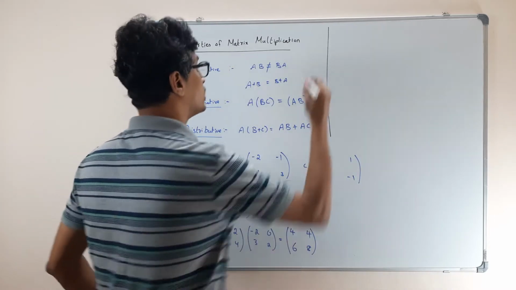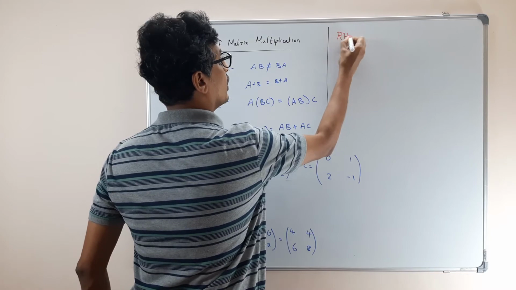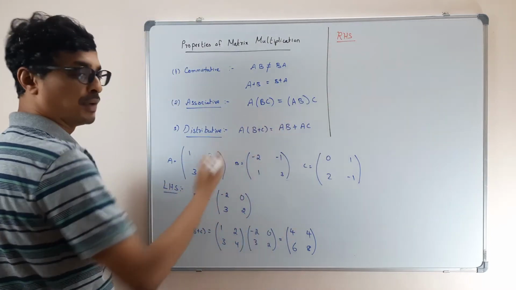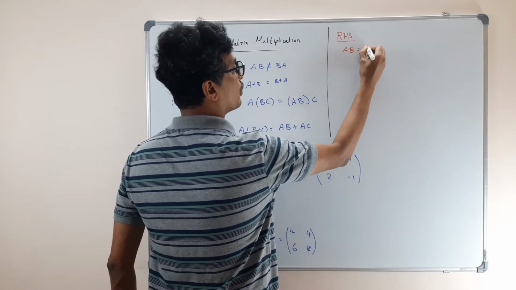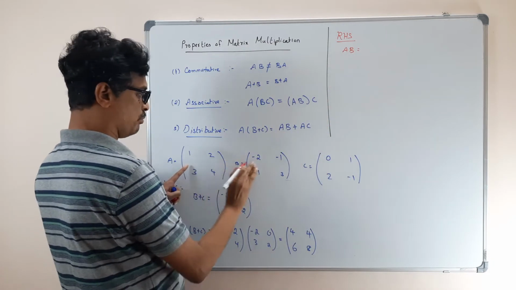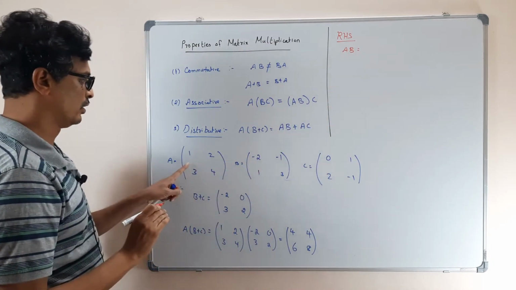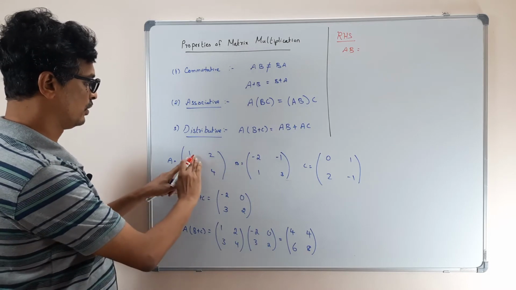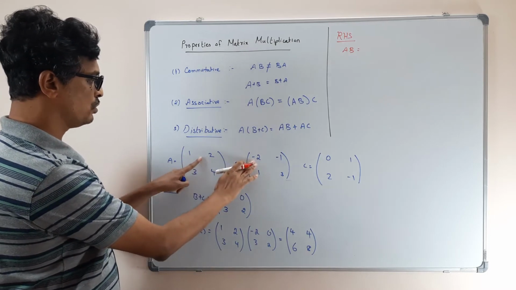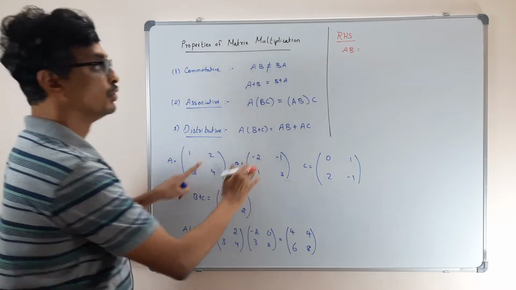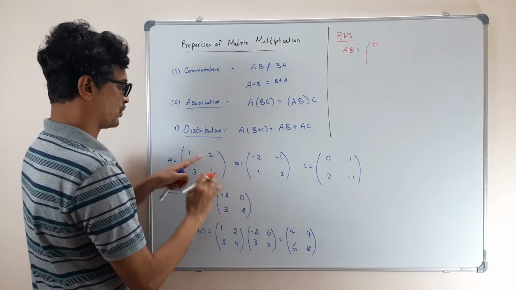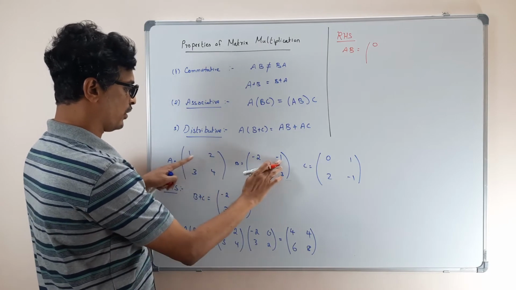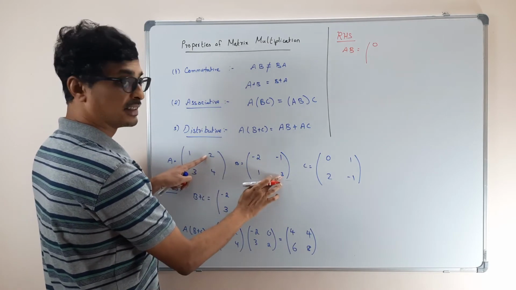RHS is what? AB plus AC, correct? So let us take AB. AB equal to what? A and B. Tell me what it is? From here itself, minus 2 plus 2 is 0. First element is 0. Then minus 1 plus 6, that is 5.